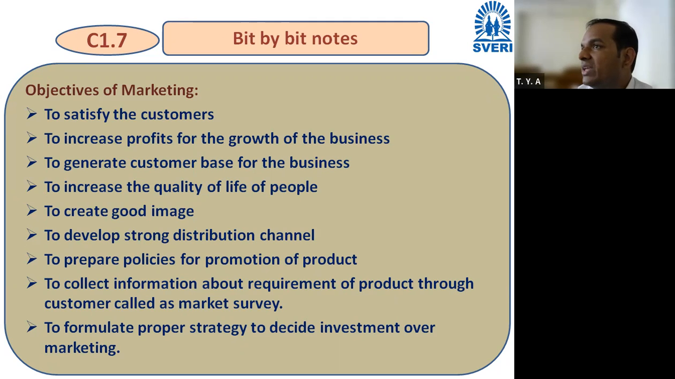To create good image of what? Organization's brand, so that mouth publicity will be very good and so many people will start buying the product. So creating the image of your brand is very essential. To develop strong distribution channel, म्हणजे आपण बघतो की सप्लायर्स असतात, डीलर्स असतात, रिटेलर्स असतात. So coming point is that only, so we have to discuss in detail.